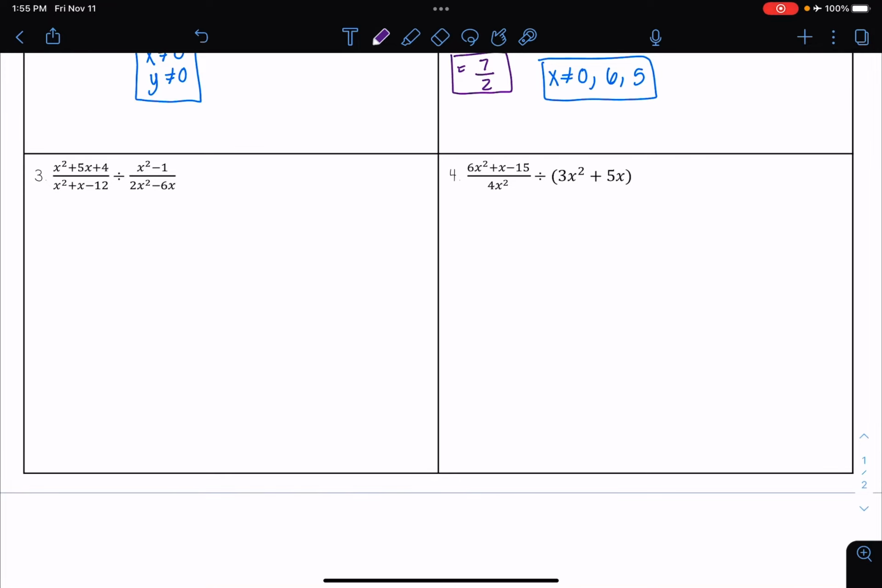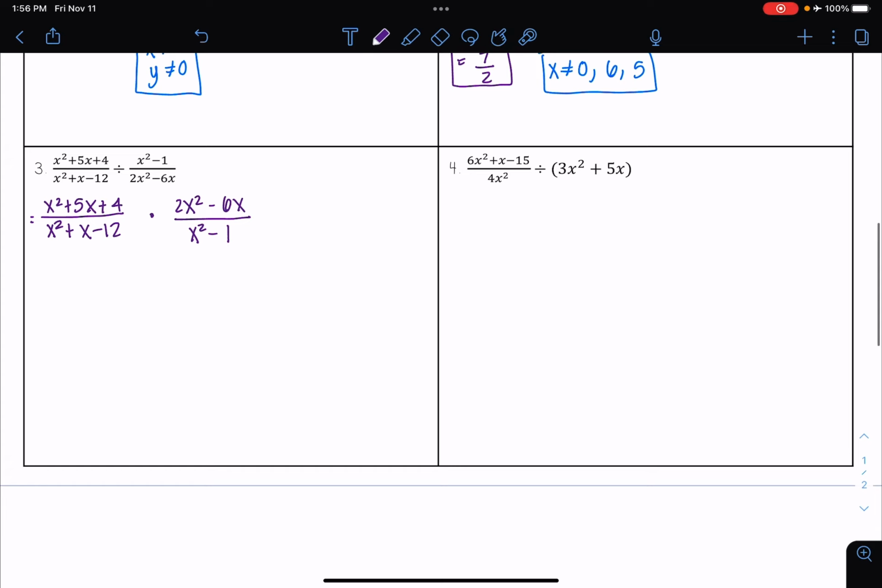Looking at two more examples, I have for number 3 this. So my first step is to change this to being multiplying, and so I keep the first fraction, and I flip the second fraction. And then I change that division to be multiplication. And then now I'm going to go through the same steps as multiplying rational expressions.